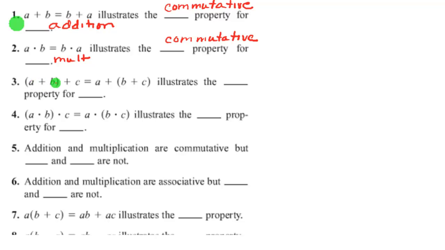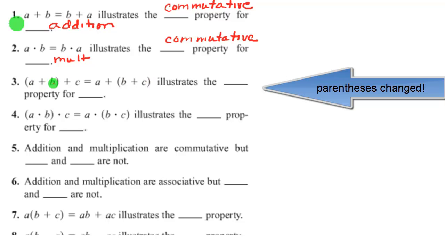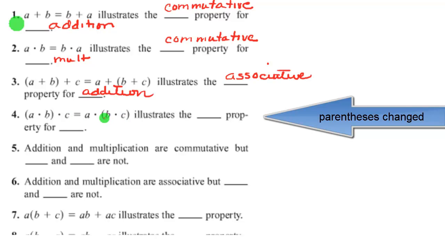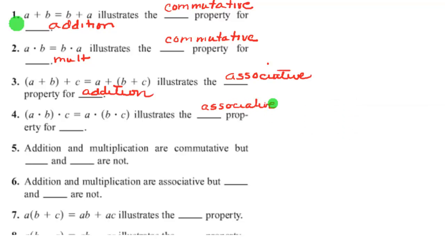Problem number 3, the order of the numbers is the same, but the parentheses have changed. The groupings have changed. That's our associative property. And this will be the associative property of addition, since we're dealing with pluses. Okay. In problem number 4, again, the order of the variables is the same on the left side and the right side of the equal sign, but the parentheses have changed. So that's your associative property again. This time for multiplication.